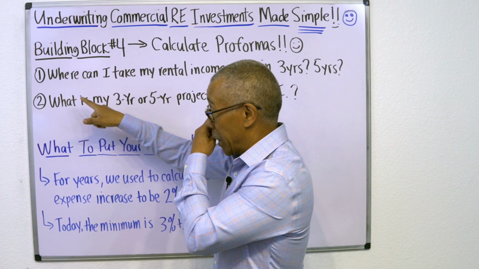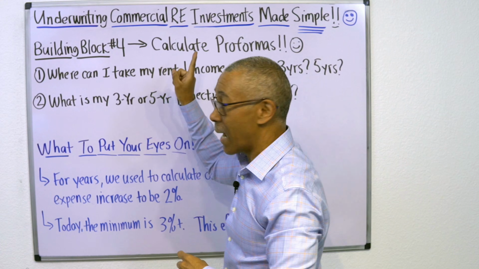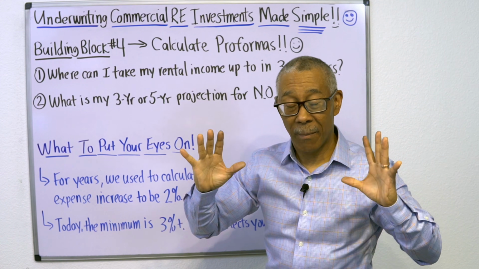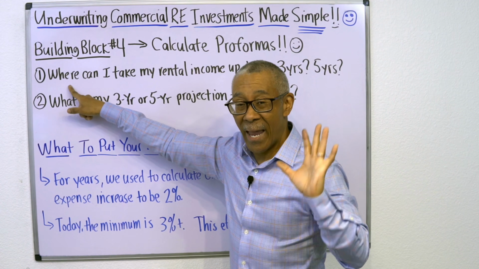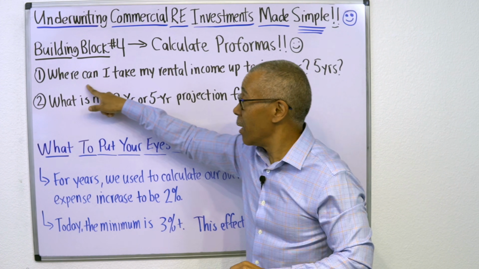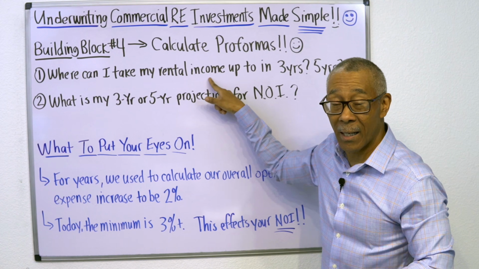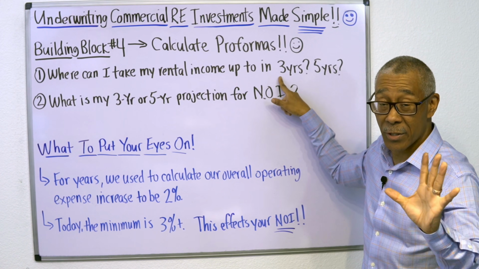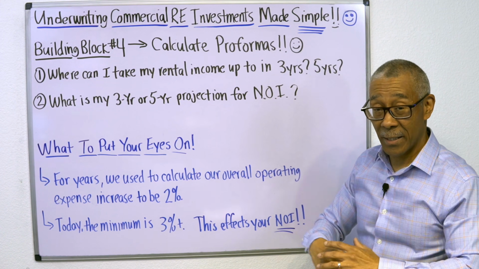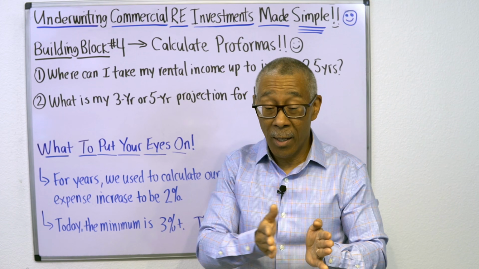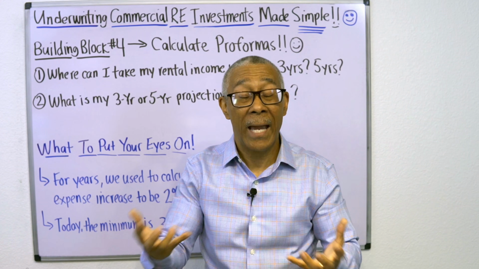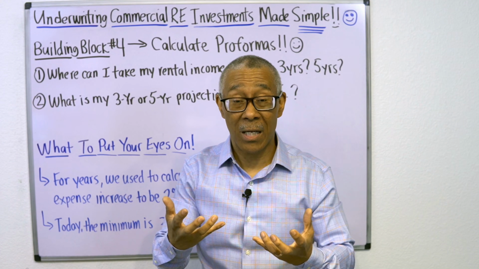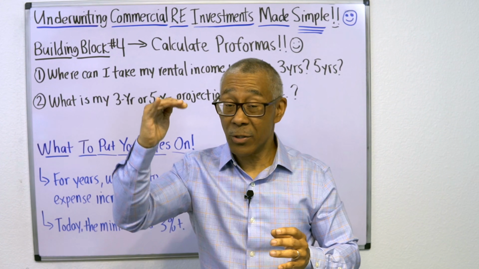So this is the fun part here. When you calculate your pro forma, I just want you to focus on two things. I'm going to keep it simple for you: answer the question, where can I take my rental income up to in 3 years or 5 years? It's going to take you time to move tenants around, renew leases, renovate units, but what can you get the rents up to in 3 years or in 5 years?